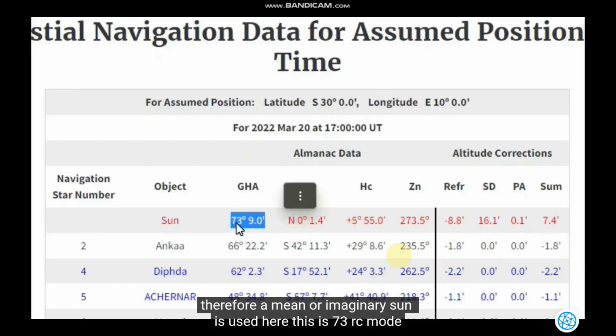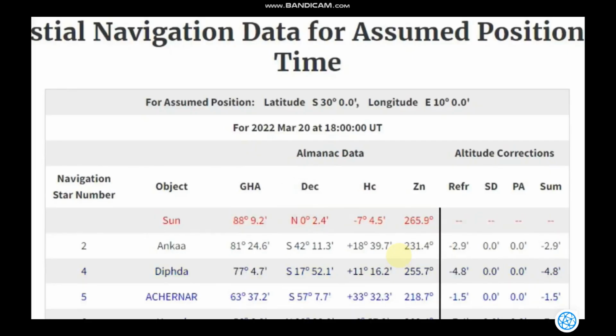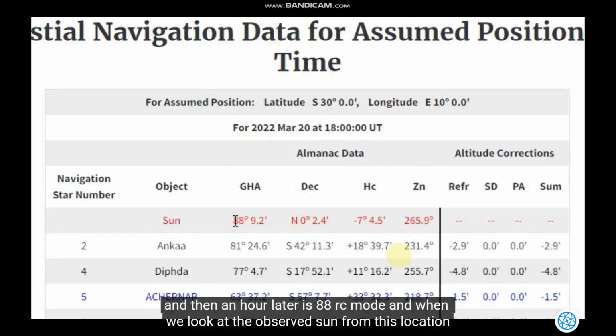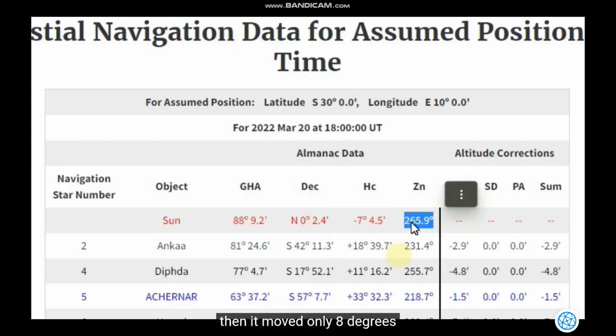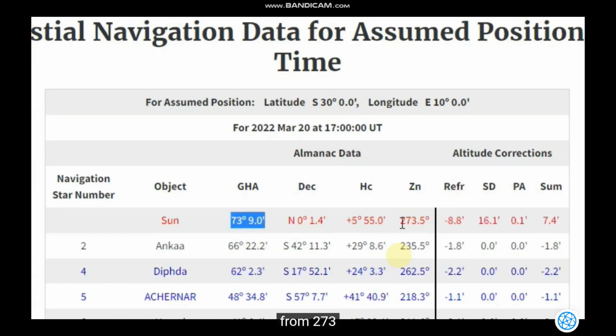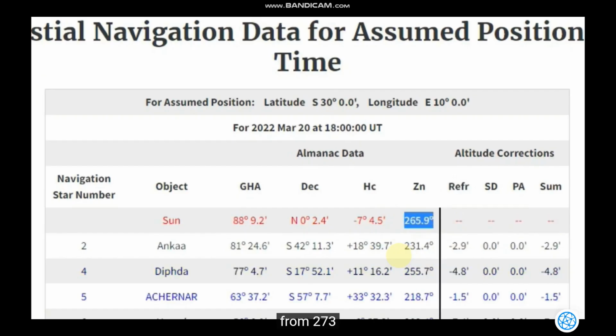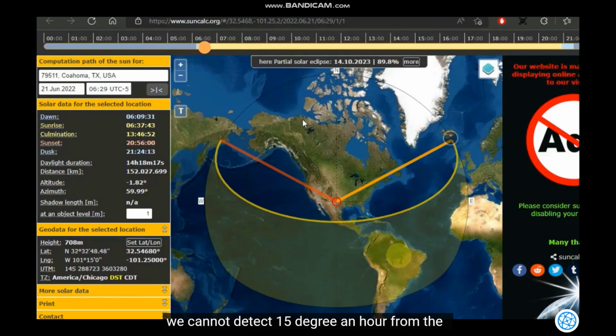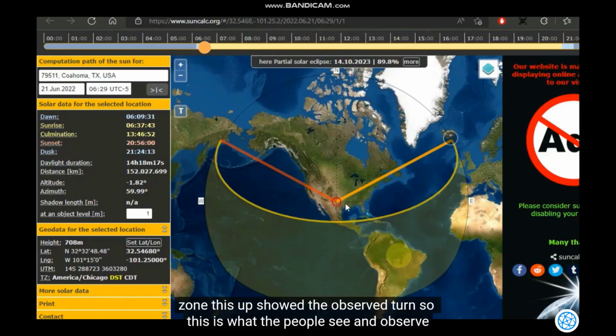Here is a 73 azimuth. And then an hour later it's 88 azimuth. And when we look at the observed sun from this location, then it moved only 8 degrees from 273 to 265. We cannot detect 15 degrees an hour from the observed sun. This app showed the observed sun, so this is what the people see and observe.